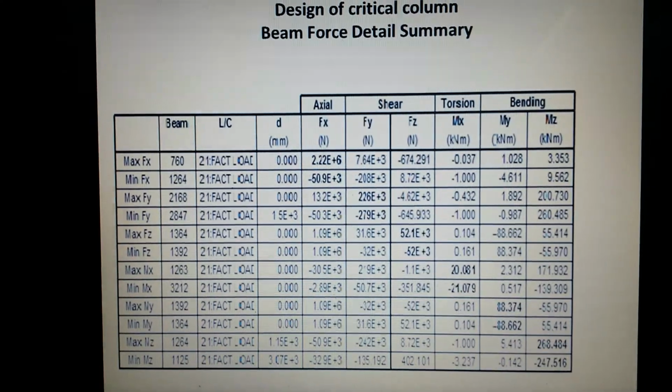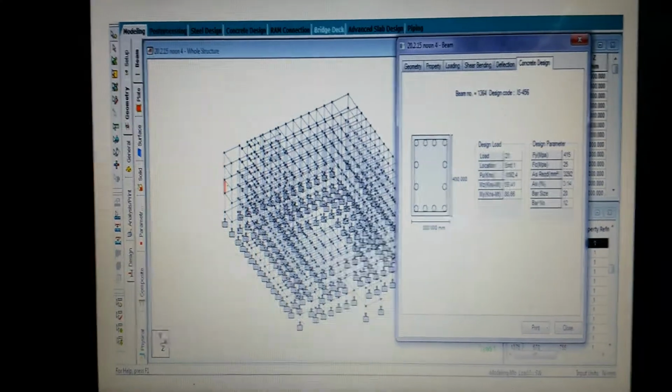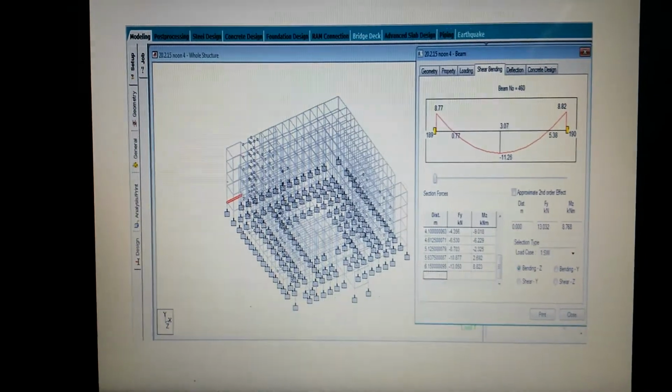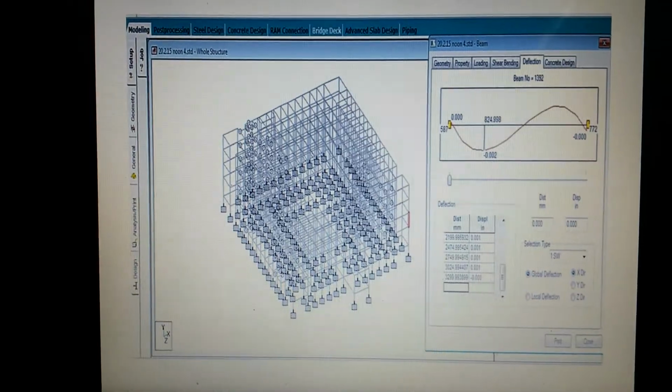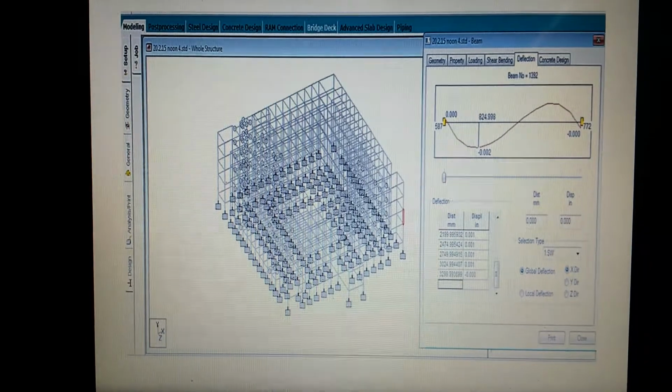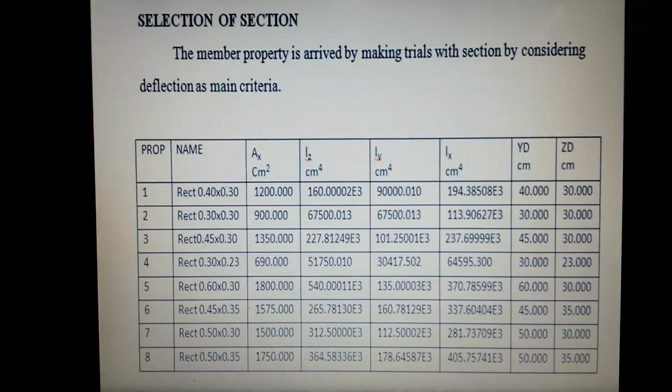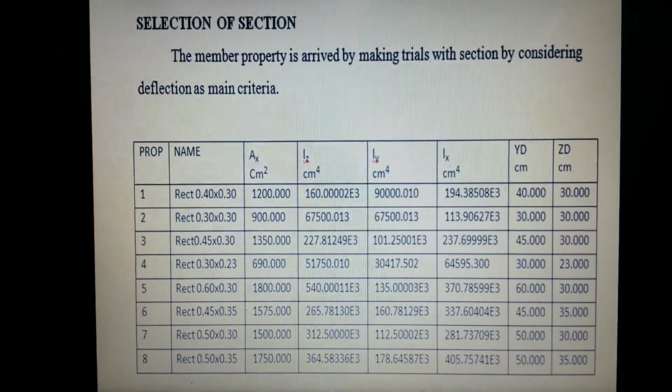And this is the design of the critical column. This is the maximum bending and the corresponding design of the column. It shows the bending moment and the deflection. These are the sections we applied for the column and beam elements.